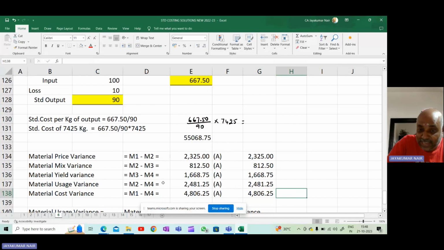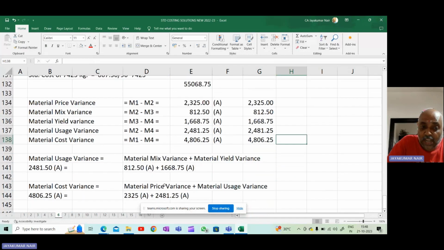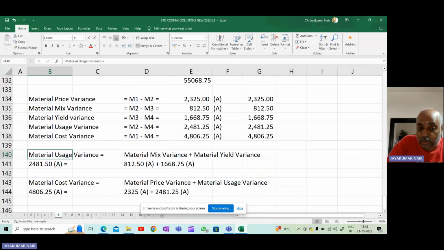Now you have to reconcile these variances. How do you reconcile? The formula is material usage variance should be equal to mix variance plus the yield variance. So if you add the mix variance and the yield variance, it should be equal to the usage variance, that is 2,481.25. Similarly, the cost variance should be equal to the price variance plus the usage variance. So if you add this plus this, it should be equal to the cost variance. So this is how you will compute the material price variances and you will reconcile them.